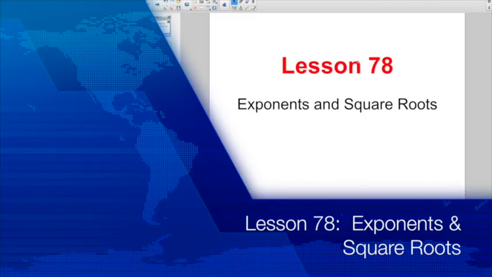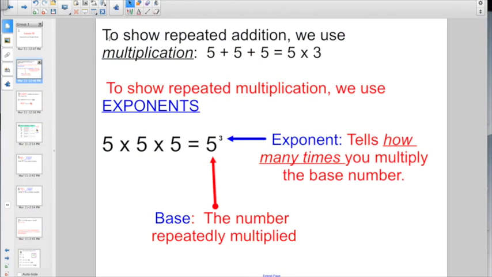Welcome to Math Lesson 78. Some new stuff to cover today and lots of it. Get ready for exponents and square roots. So, a little bit of review.